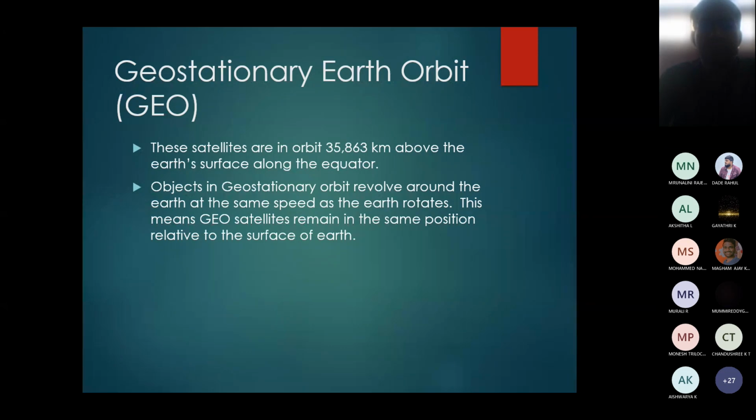The GEO satellites we have discussed several times before. The orbital height will be 35,863 kilometer. We approximately call it 36,000. And keep in mind, it is above the Earth's surface. It is not the orbital height of the satellite. From the surface of the Earth, at this altitude the orbit is present. But if you ask what is the orbital radius, then it will be 41,000 something kilometer.